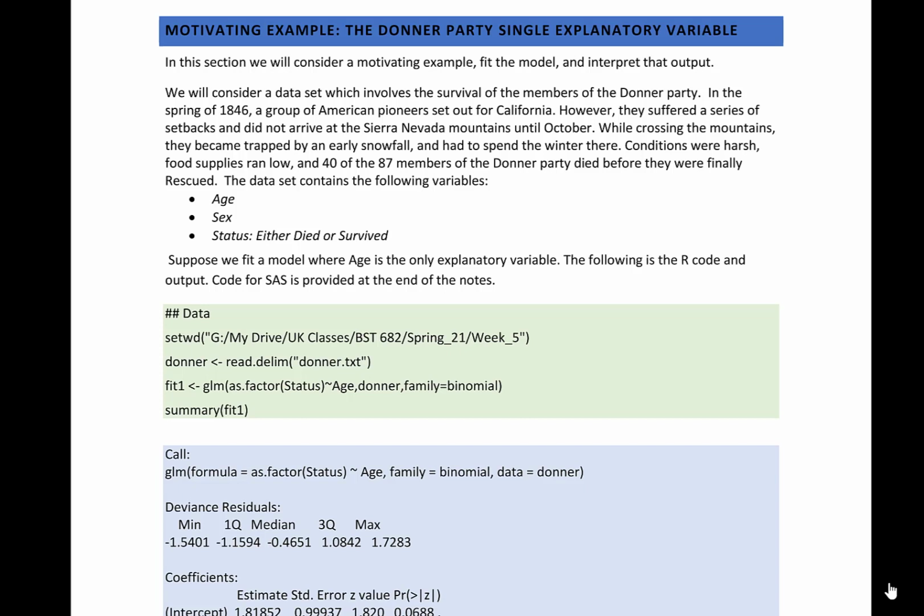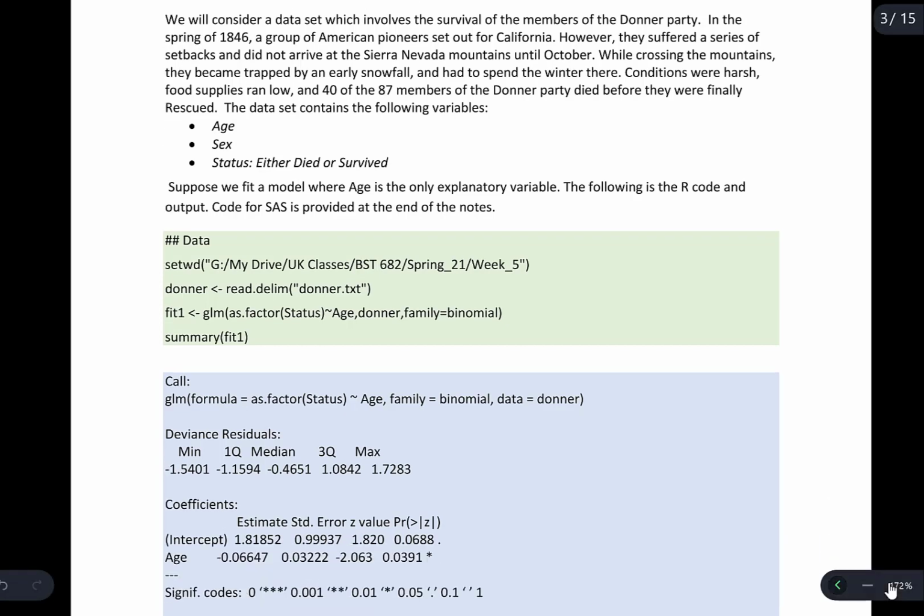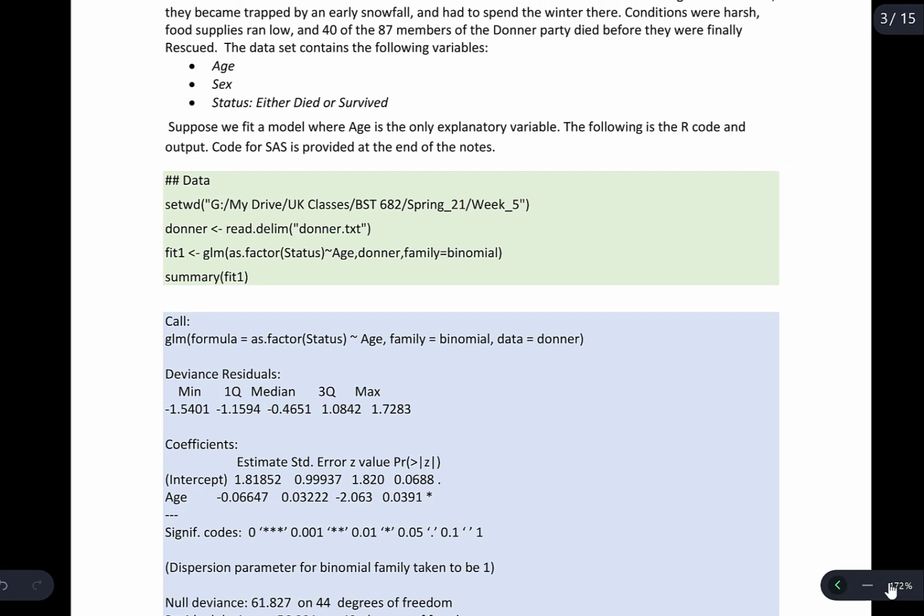The data contains the following variables: age, sex, and status, which is either died or survived. In this case, status is going to be our response variable, and we can consider age and sex as explanatory variables. To start out with, we're going to fit a model where age is the only explanatory variable, and the following is the R code and output. Code for SAS is provided at the end of the notes.